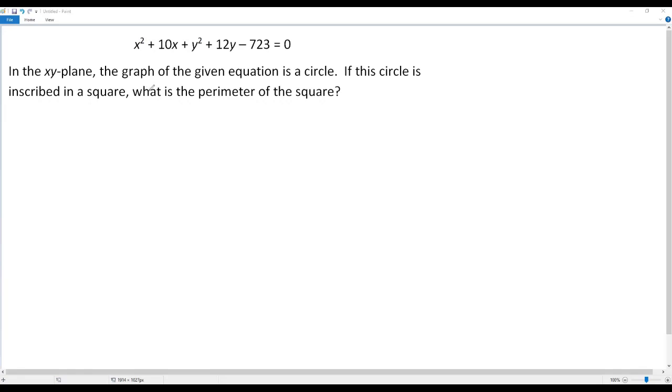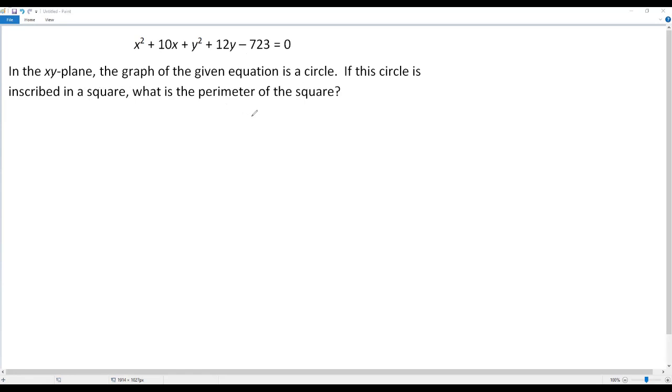Here we have a SAT math problem. Okay, let's go to the question. x² + 10x + y² + 12y − 723 = 0. In the xy-plane, the graph of the given equation is a circle. If this circle is inscribed in a square, what is the perimeter of the square?